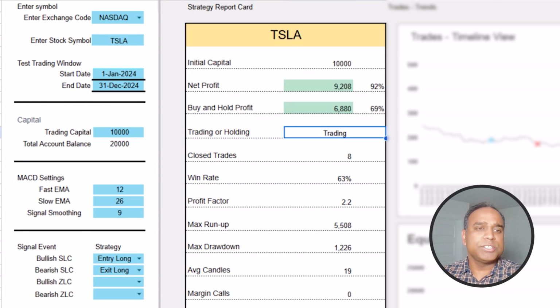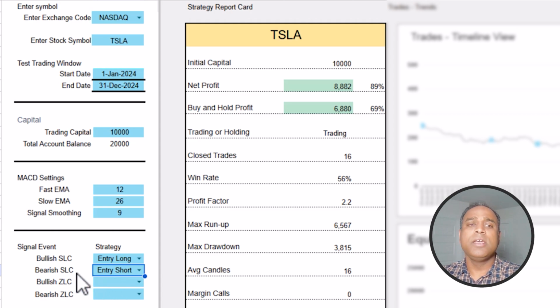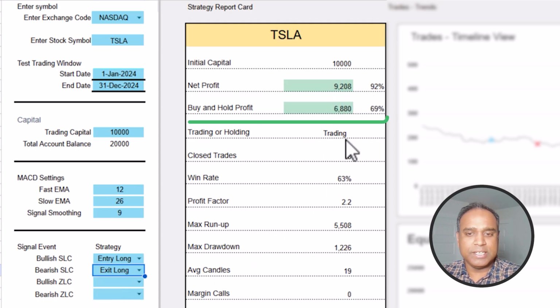Now, this tool allows you to change the stock symbol, the trading window, and the MACD settings, and also whether you want to do short trading or not. So for example, I can do short trading whenever I see the signal crossover, and you can see that the numbers have changed a little bit. So if I go back to exiting, you see that the profit amounts change. So you can see that different combinations will give you different results.